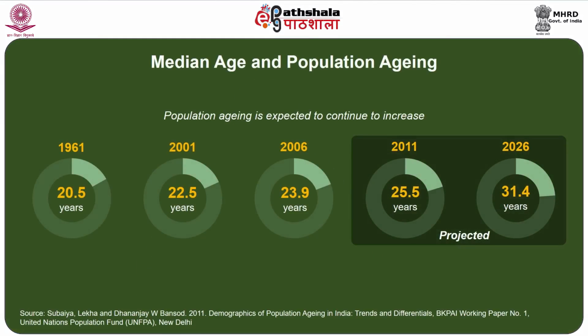One of the indicators for assessing population aging is median age. When you take median age as an indicator for population aging, it clearly shows that median age is increasing. For instance, while it was as low as 20.5 years in 1961, it has steadily increased to 22.5 years in 2001, and furthermore in 2006, it is as high as 23.59, and the projected data shows that it was 25.5 years in 2011, and it is expected to further increase to 31.4 years in the year 2026.